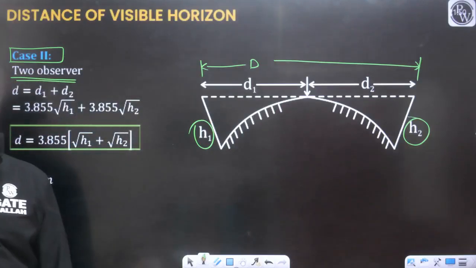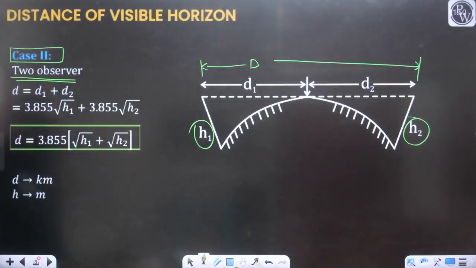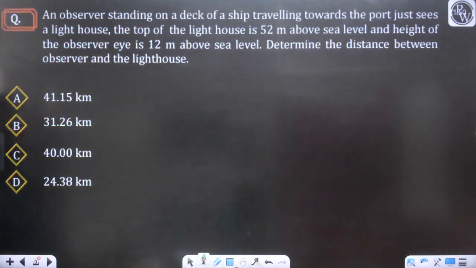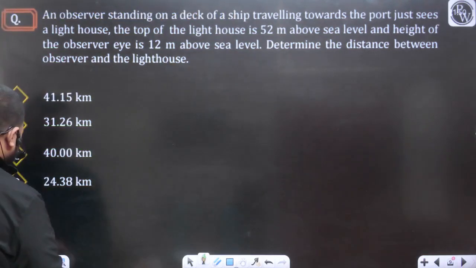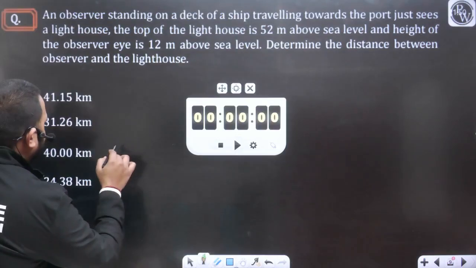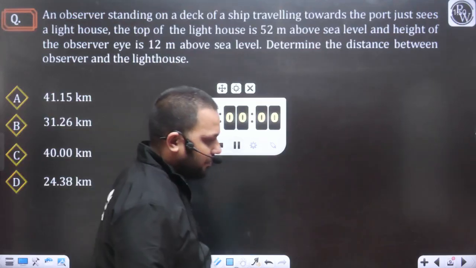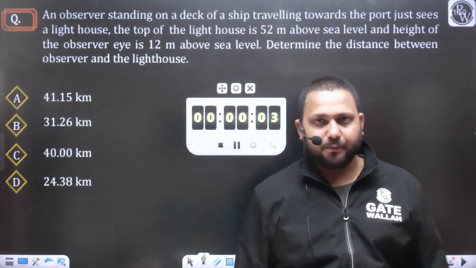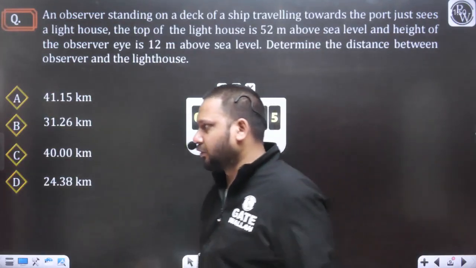So now we will solve a question based on this concept, and what will be the answer? Tell me in the chat box. For this question, I will provide you 2 minutes and I want an answer from all of you. Report your answer in the chat box and your time starts now.